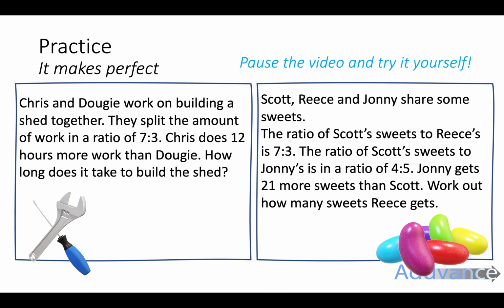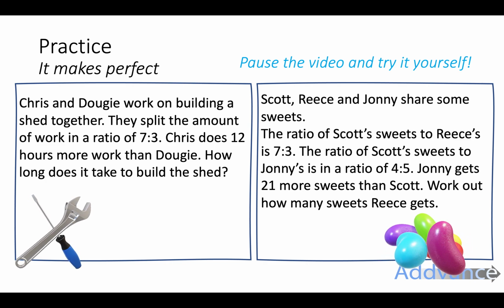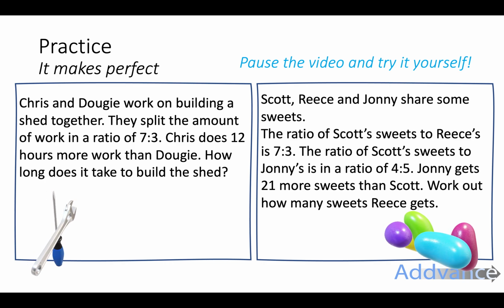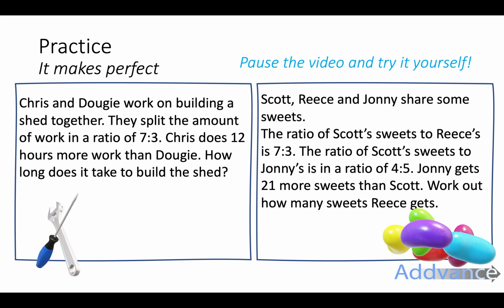Now, if you are not perfectly happy with that, you should pause the video now and rewatch the video. But if you're ready, you can try these practice questions on screen. So it says Chris and Dougie are building a shed together. They split the amount of work in a ratio of 7 to 3. Chris does 12 hours more than Dougie. How long does it take to build the shed?